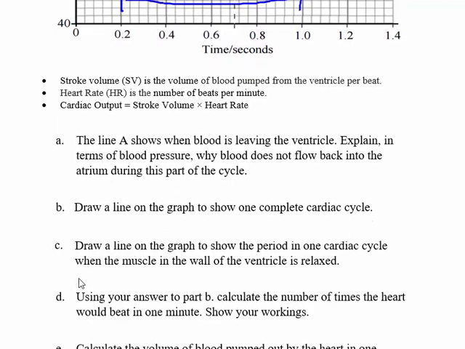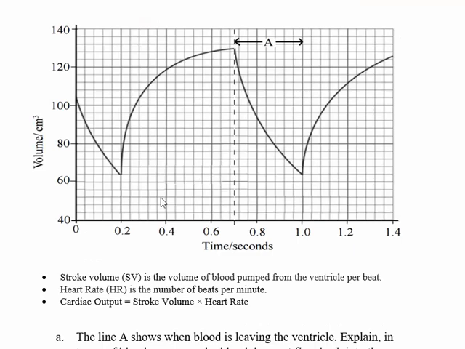C, draw a line on the graph to show a period in one cycle when the muscle wall is relaxed. The muscle walls are relaxed during this part of the cycle, allowing the right ventricle to blow up like a balloon.